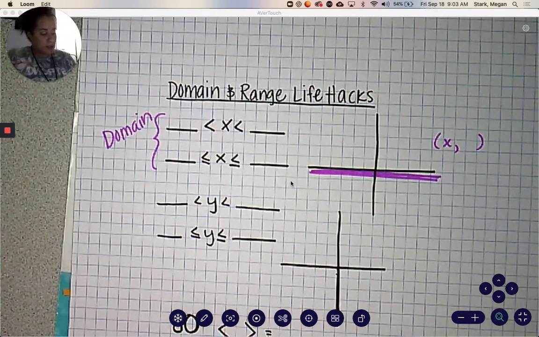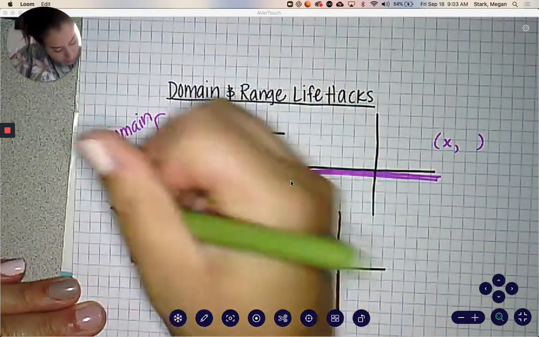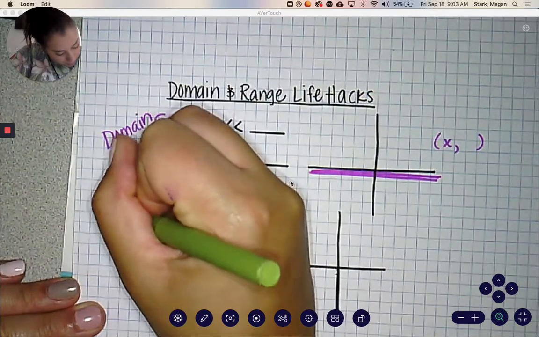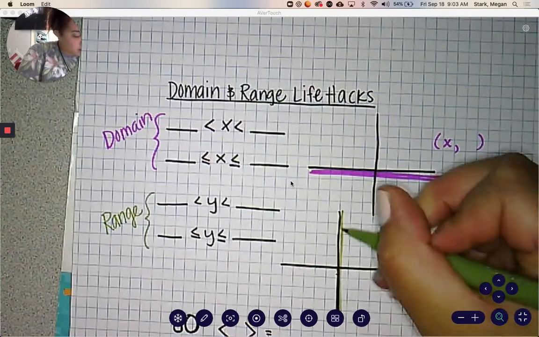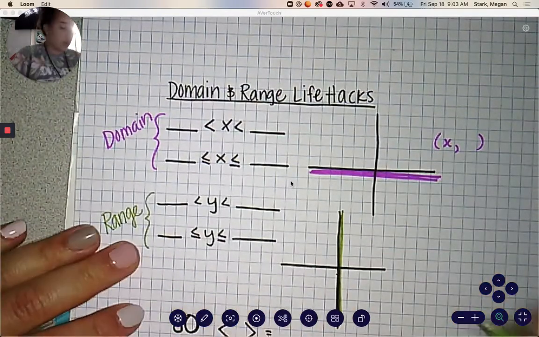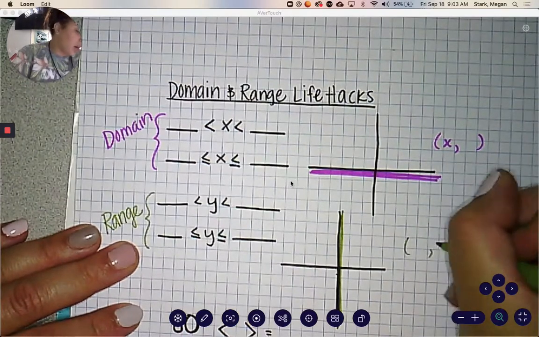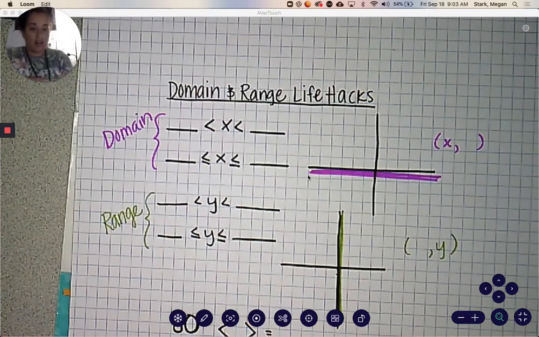Okay, that means that our y values are the range. And we always look bottom to top, so along that y-axis, which means we always look at our y coordinates if we're trying to figure out our range.